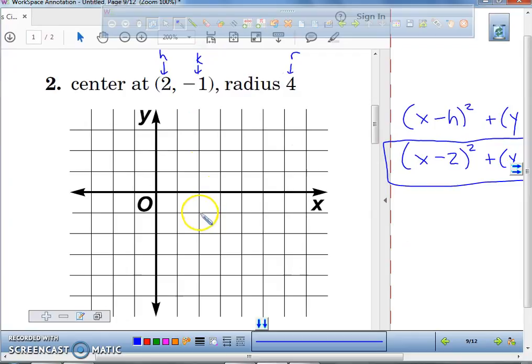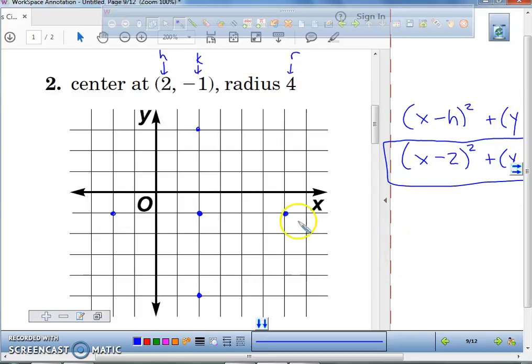We're going to go over 2, down 1. We're going to put a point. We're going to make a radius of 4. So I'm going to go over 1, 2, 3, 4 this way. Put a point. I'm going to go up 1, 2, 3, 4. And you see the pattern here, hopefully. Myra sees the pattern. She's so excited she's talking.